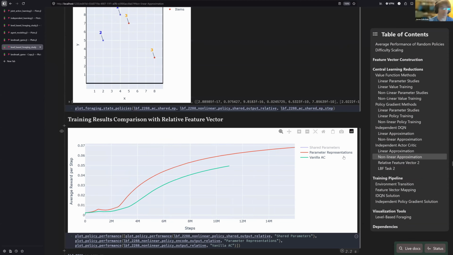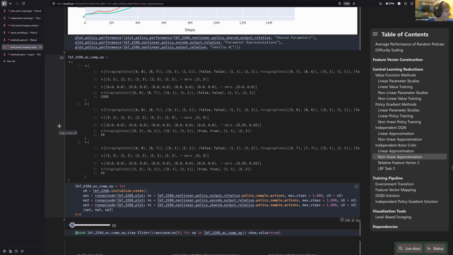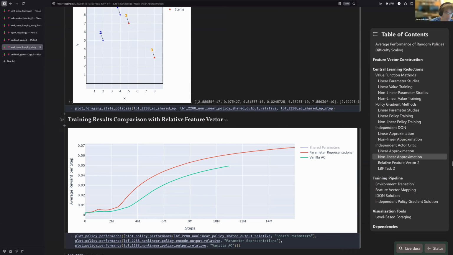So here we have 2 different learning curves, like what we have in the book. Here we have the vanilla actor-critic, showing the number of training steps, and then this is the algorithm that uses the representation learning. We can see in this example, not only did this learn faster, right? Its performance is greater at every point in the training, but it also reaches a much higher level of performance. This is the average reward per step. If you take the inverse of this, it tells you roughly how many steps on average it takes to collect all the items. So this is how the training went with that first relative feature vector.